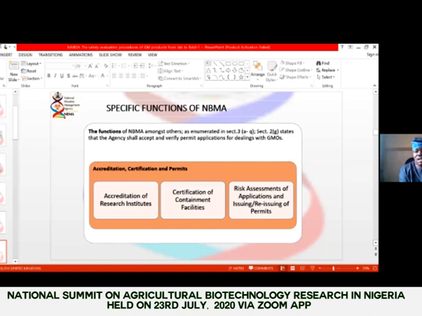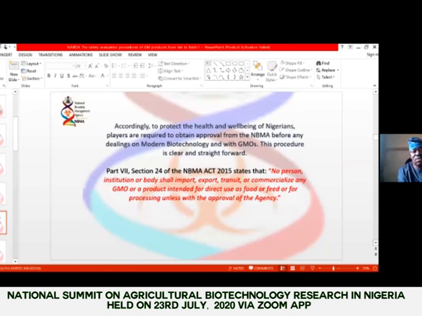Risk assessment is fundamental to biosafety. Risk assessment and risk management. Risk assessment is the first thing we look at before we can really ascertain whether any organism is safe.